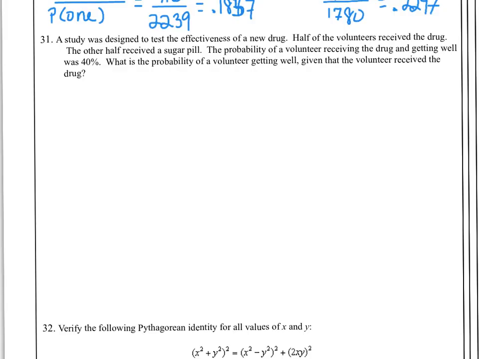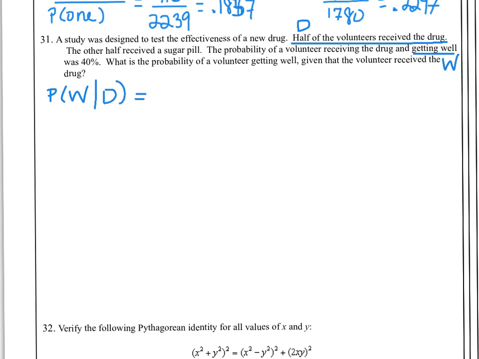All right, so again, take the time to read this question. I am going to underline this portion right here, and that's half of the volunteers receive the drug, and I'm going to call that D, just for drug, okay? And then it also says the probability of getting well was 40%. I'm going to call that getting well W. So if you read the last sentence there, it says, what is the probability of a volunteer getting well given that they received the drug?